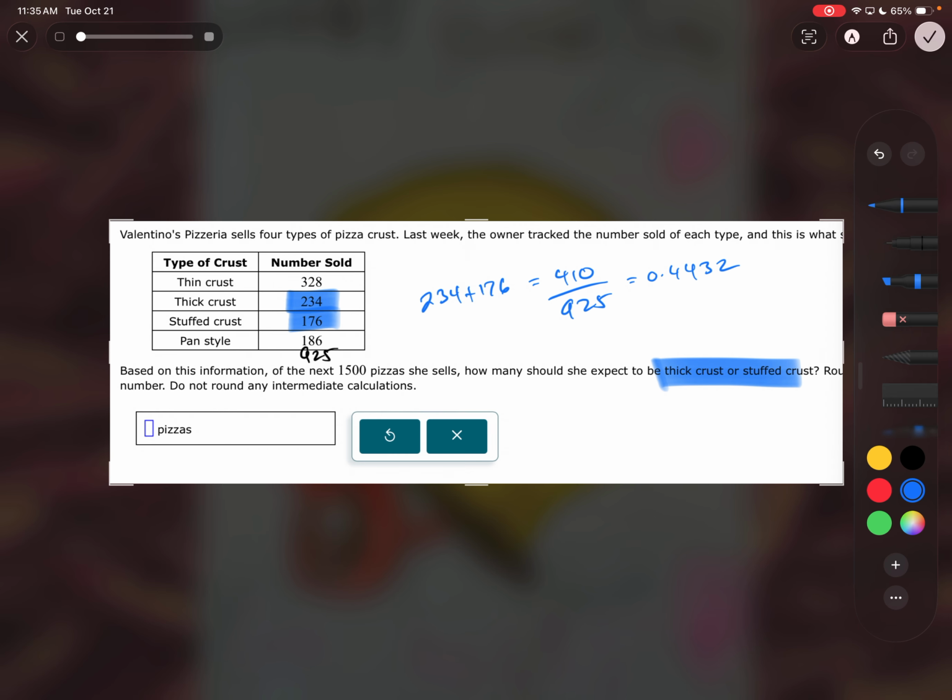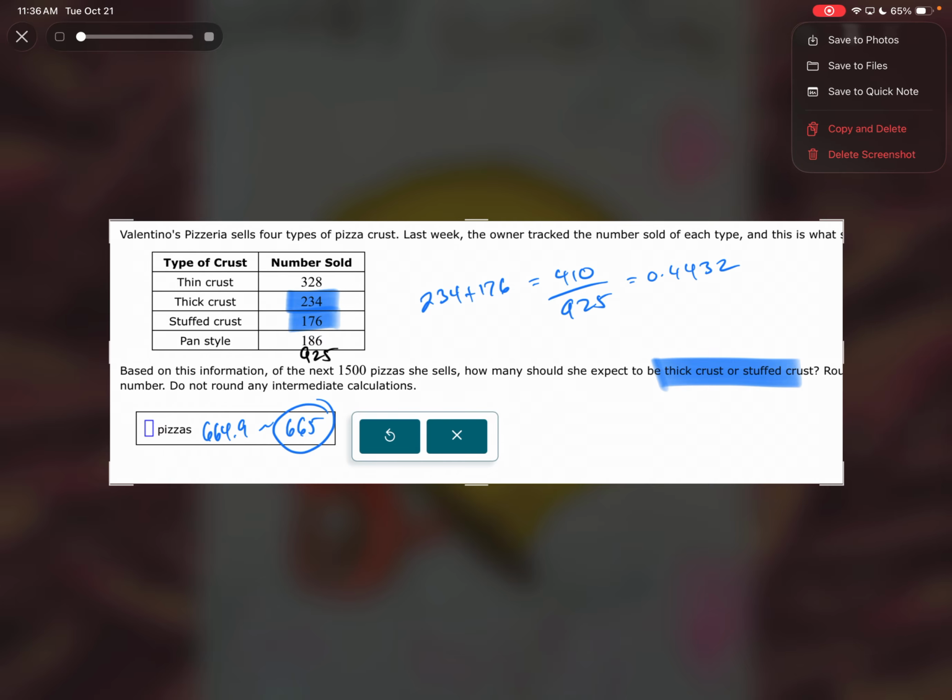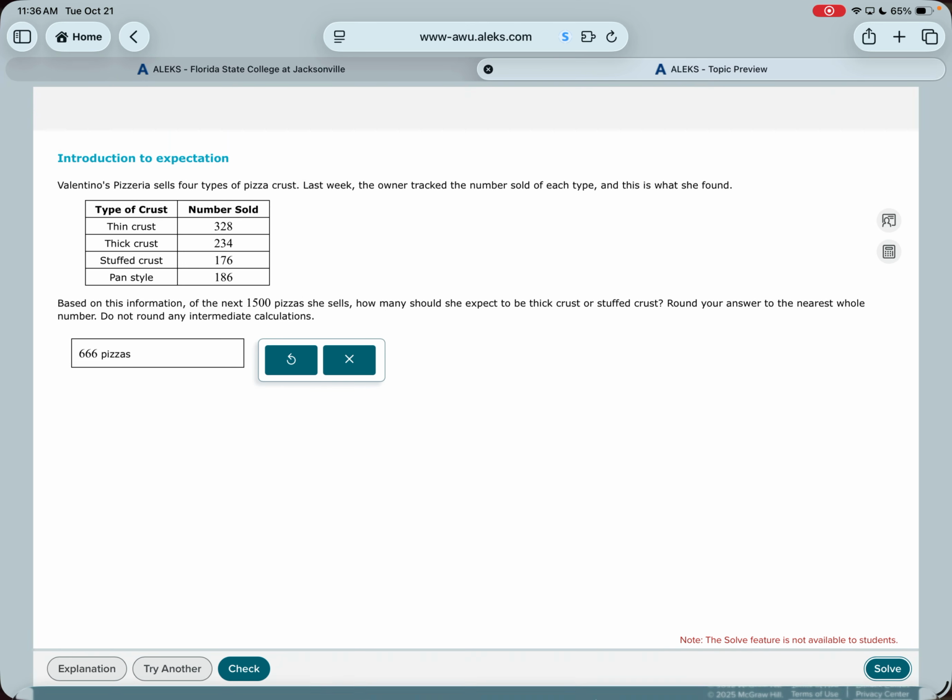But next week, maybe there's an event coming into town, so I expect to sell 1,500 pizzas instead of 900. So if I know 44% of those are going to be thick or stuffed, I multiply it and I get my number here, 664.8. Do not round intermediate calculations. So 410 divided by 925 times 1,500. It's probably 0.9, but I'm guessing we would just say 665 on this. Let's solve it. 666.